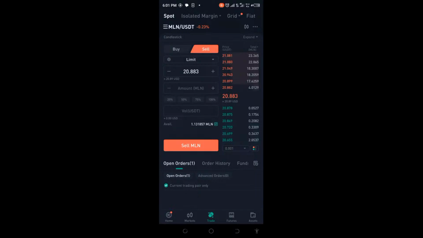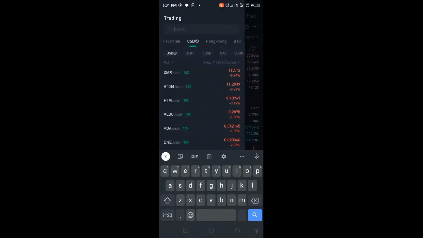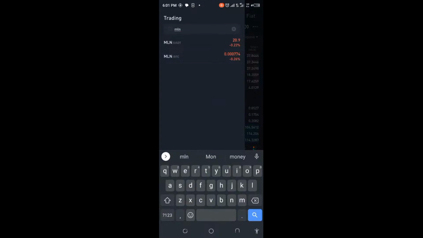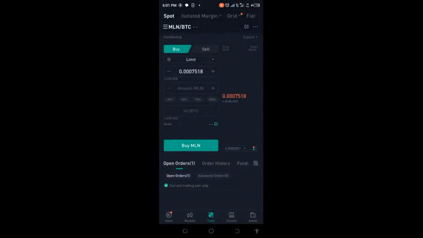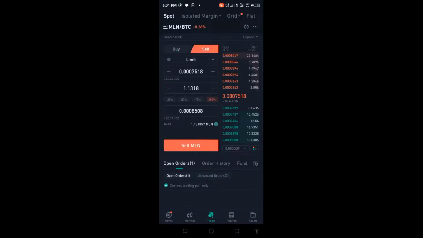Let me see what we have here. This is currently the price, but let's go back to our MLN. I just saw it as green. That's why I said, let me just cross over. I mean, we have two escape routes, right? So don't worry. Let's go ahead and do this. Okay, so we're going to be selling, right? 100%. Let's see what this is going to give us.